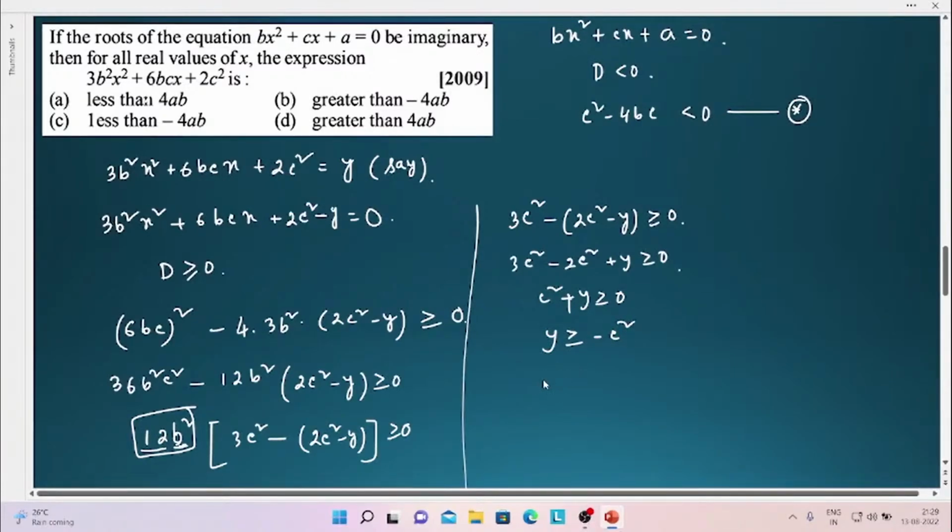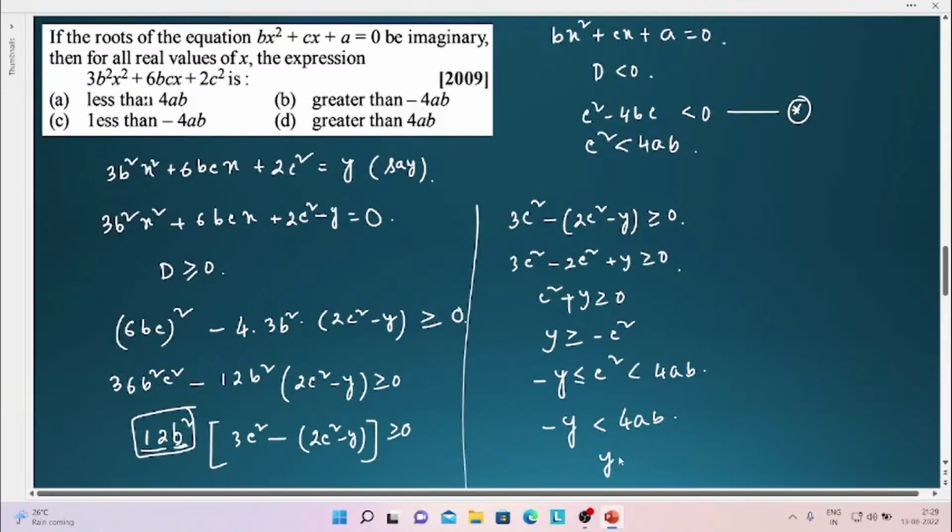Let me check. Here you can write down c square as less than 4ab, right? If I just multiply it by a negative sign, then it will be minus y, and the inequality will change. It will be less than or equal to c square, right? And c square is strictly less than 4ab, right? So what will be the value of minus y? It is less than 4ab.